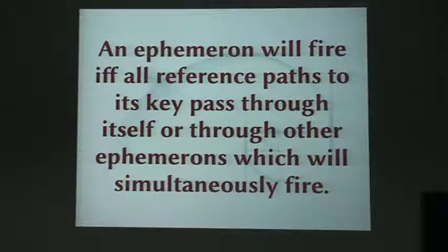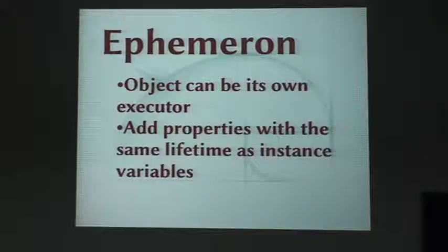So, in conclusion, why ephemerons? The object can be its own executor. That's a bit of an advantage. And you can add properties with the same lifetime as instance variables, even if those property objects then reference the object that you're being a property of, directly or indirectly.